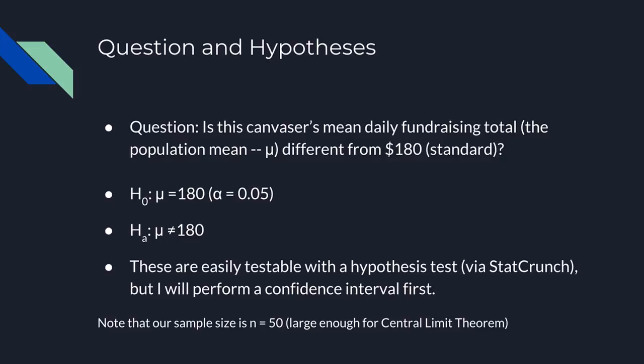These are clearly testable with a two-sided hypothesis test by StatCrunch. However, I'm going to perform a confidence interval first for informative reasons and also to demonstrate the relationship between the two. And also, lastly, note that our sample size is n equals 50. We have 50 data points, a sample size of 50, which is large enough to apply the central limit theorem. So we do not need to make sure that our data are approximately normal and have no outliers because we have met the central limit theorem.